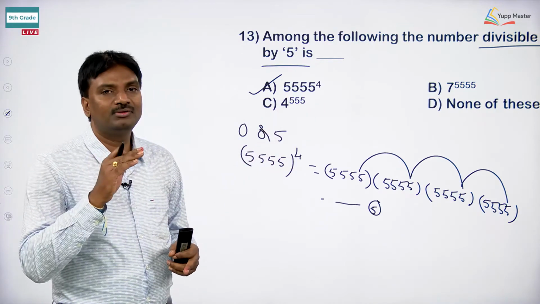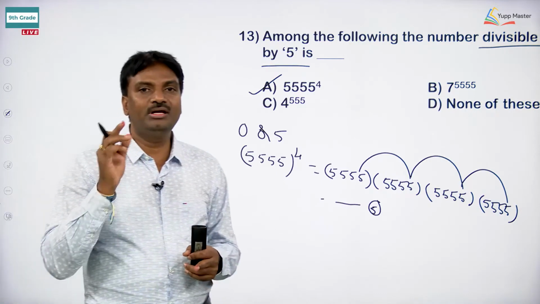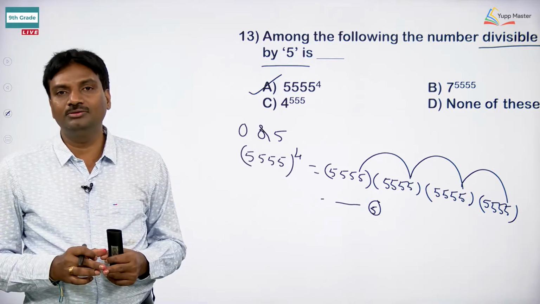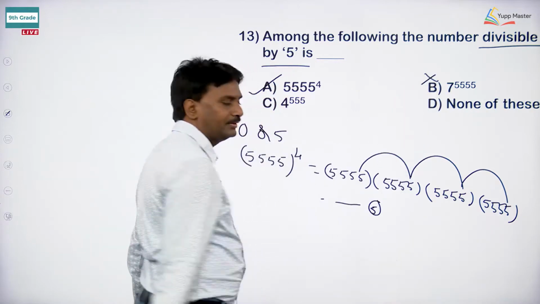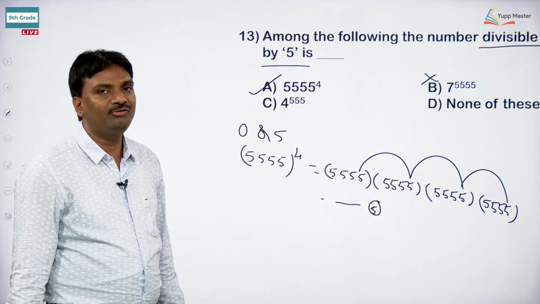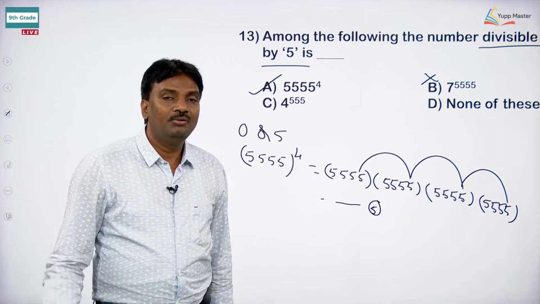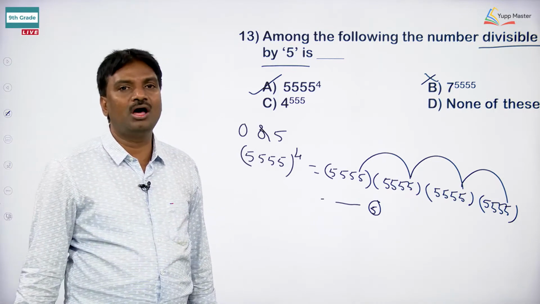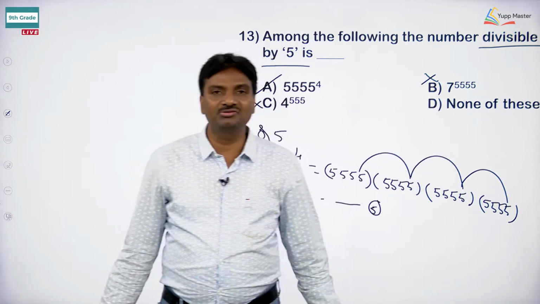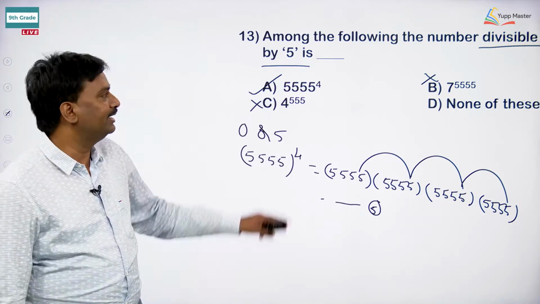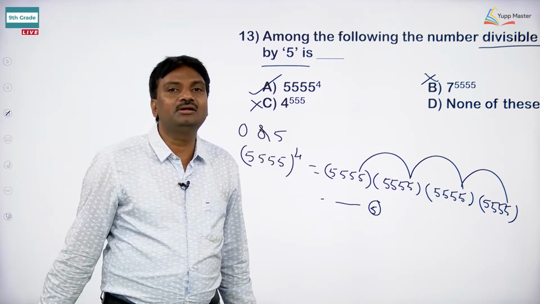Similarly, if you take 7 power 5555, 7 into 7 into 7, and so on, 5555 times, by multiplying all those 7s we are not getting either 0 or 5. So that's why option B is not correct. Similarly, writing 4 power 555 as 4 into 4 into 4, and so on, 555 times, here also we are not getting either 0 or 5 as the last digit. So option C is also not correct. Option D is given as none of these. So to check whether a number is divisible by 5 or not, we have to observe the last digit of the given number.